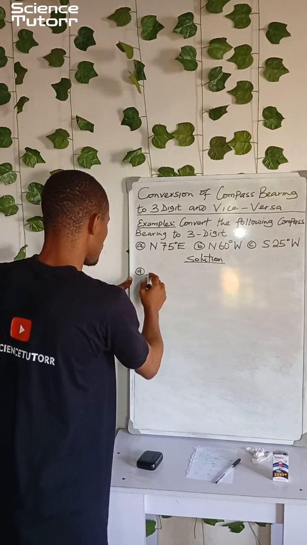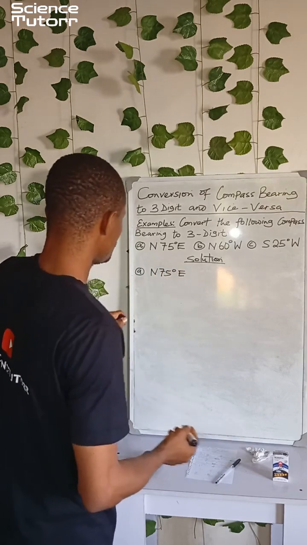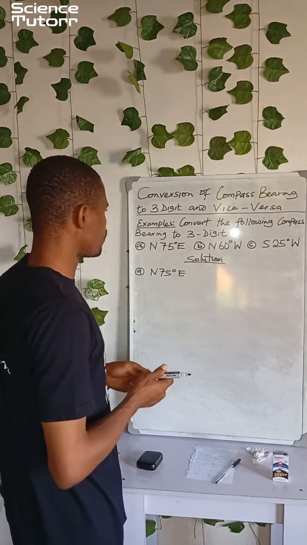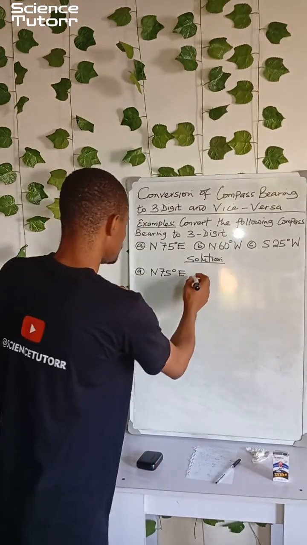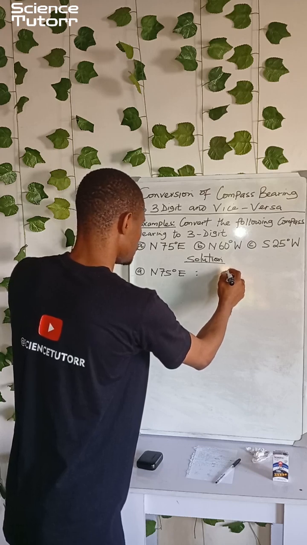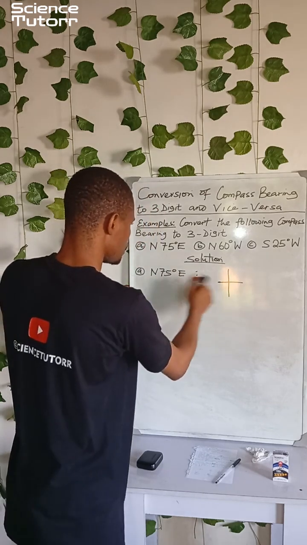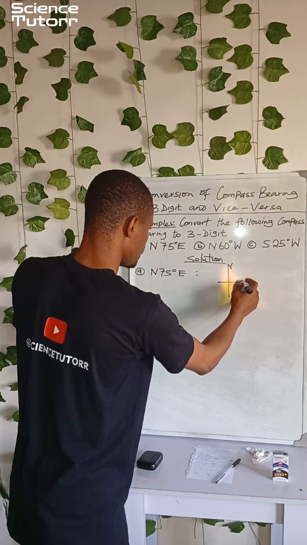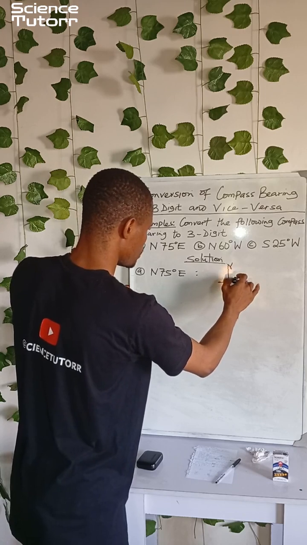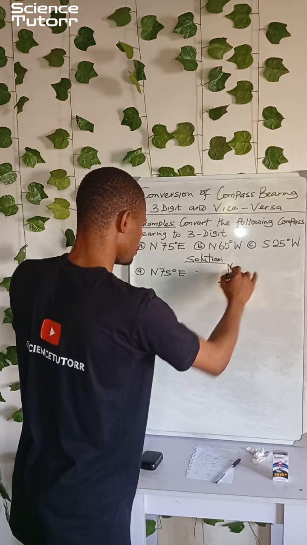The first case, we have north 75 degrees east. All these are in compass bearing. We want to convert to three digits. The first thing I will do is draw my cardinal points. Northeast, so I have my northeast here. 75 degrees, this is 90, so 75 should be heading this way from the north. This is my direction.